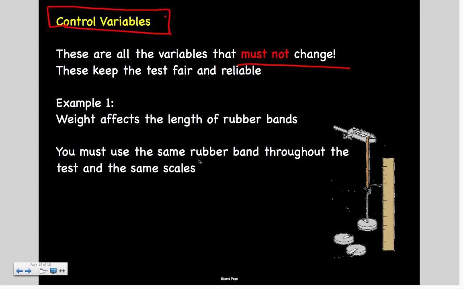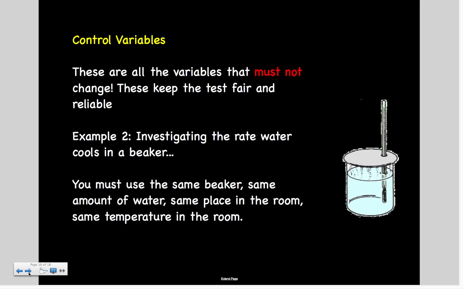So I have to use the same rubber bands throughout the entire test. And I have to use the same scale. So if I'm using a ruler, I have to use the same ruler the entire test. The control variables in my cooling water: I must use the same beaker, the same amount of water, and the same placement in the room. The same temperature of the room. I can't go in between two teachers' rooms because now I'm looking at the room temperature also affecting the rate that the water cooled at.